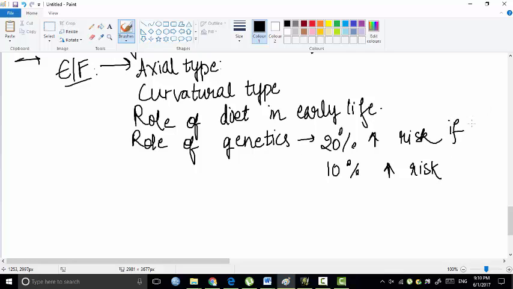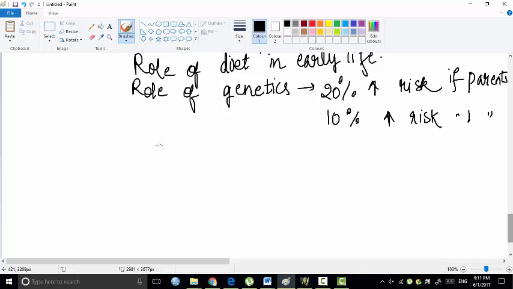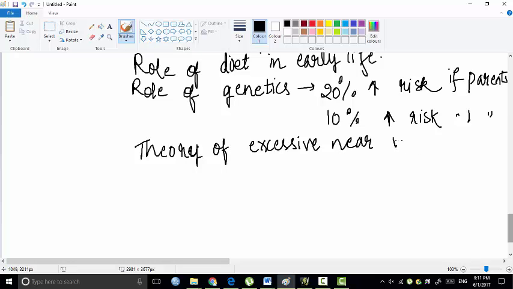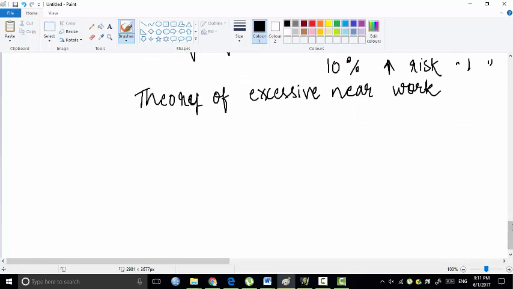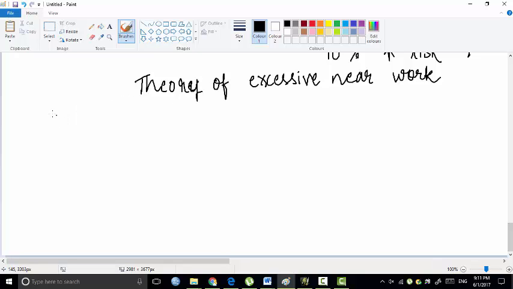If only one parent is myopic, then there is a 10% risk, and if no parent is myopic, then the risk is around 5%. Then the theory of excessive near work, that is, if a person plays lots of games on a cell phone, which is really very common nowadays, that may also lead to simple myopia in children. This theory has been proposed, but there is not much importance seen for it.